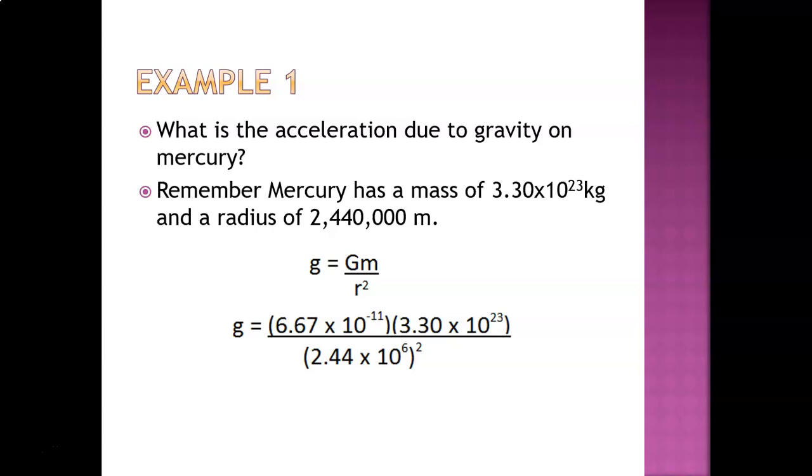All right, so you're plugging in the numbers. Please make sure that you are squaring that radius. It is an r squared. And you find that the acceleration due to gravity, or the gravitational field strength, more accurately, is 3.7 newtons per kilogram.